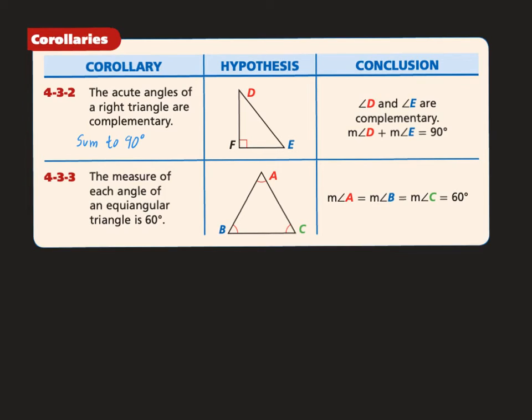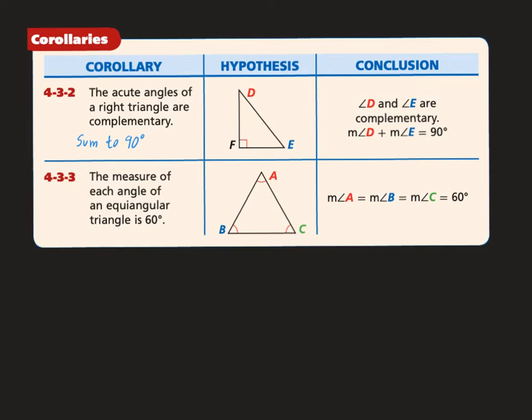Another way of looking at it is using the exterior angle theorem. And so the exterior angle off of vertex F is 90 degrees. So therefore, D and E, those angles there, would be the remote interior angles. So they would also need to add up to 90 degrees.